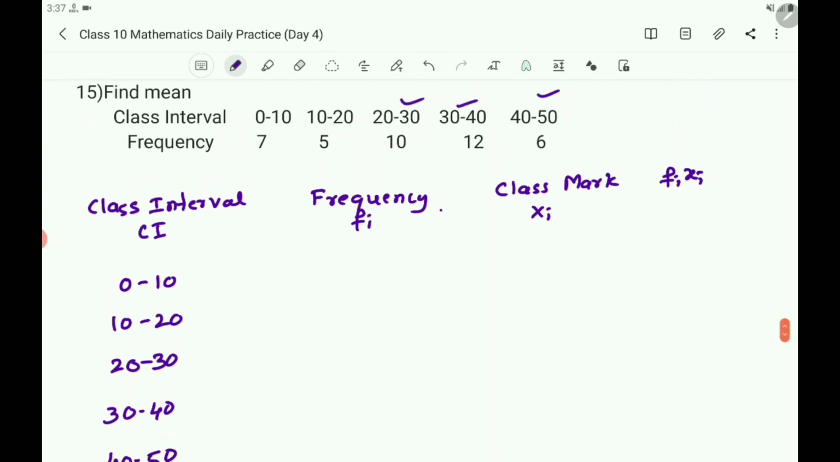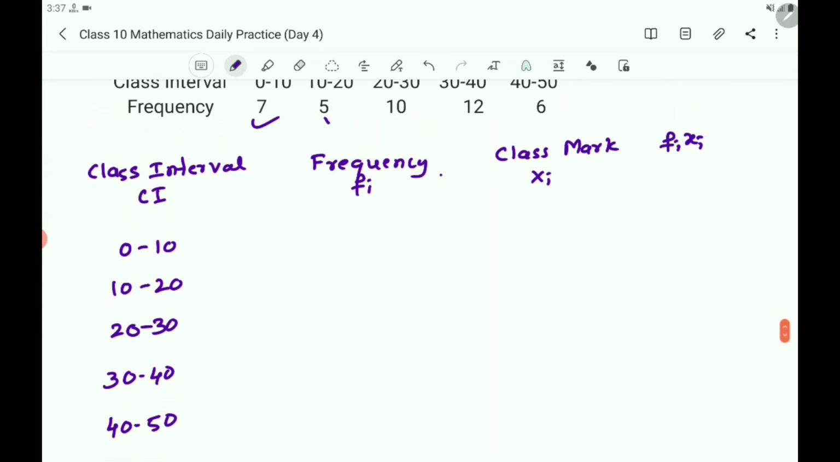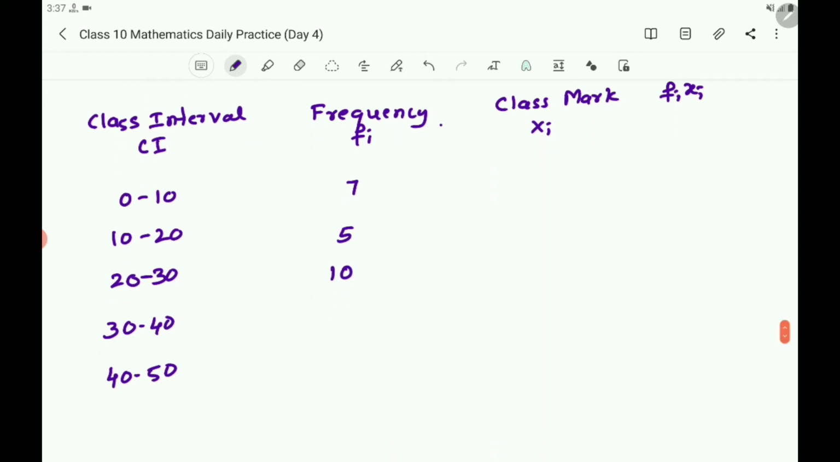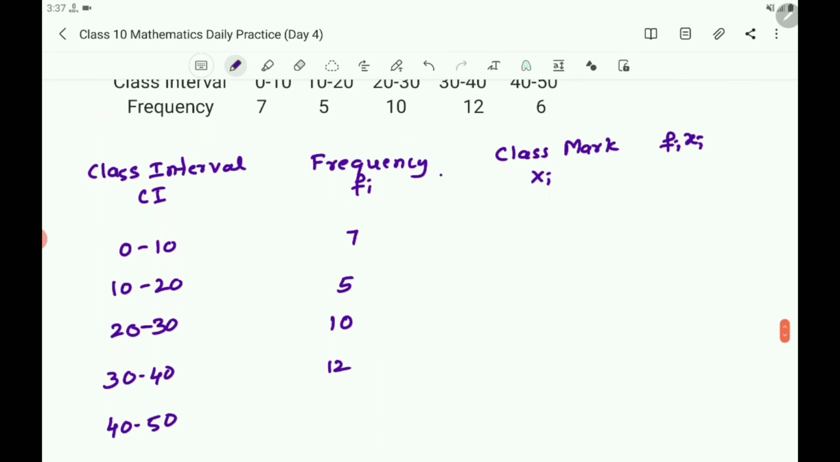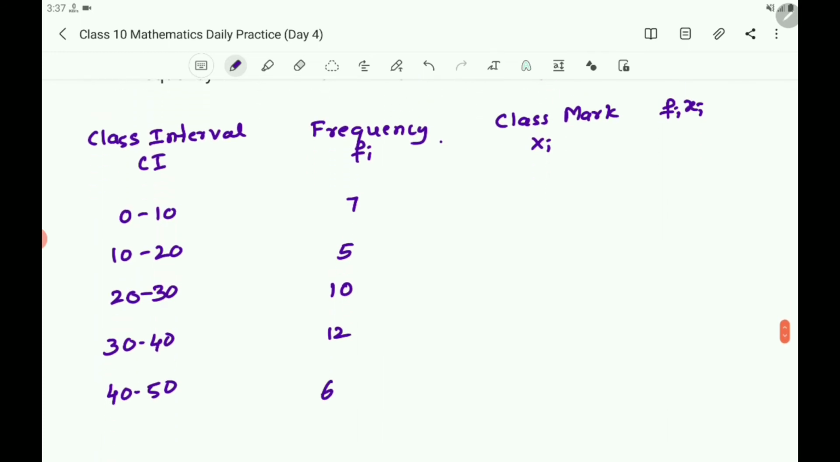Now you take the corresponding frequencies. They are 7, 5, 10, 12, 6 respectively. You take 7, 5, 10, 12, 6. Then next find the class mark Xi.